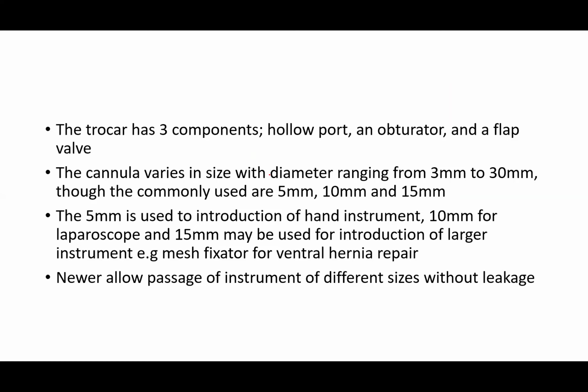The flap valve is a valve that ensures unidirectional flow of carbon dioxide into the peritoneal cavity. If this valve is faulty, you have leakage of carbon dioxide, the abdomen will collapse, and the surgery will be frustrating. And of course, you have a very lengthy procedure. So you must ensure you have a very good port. The cannula varies in size, with diameter ranging from 3 millimeters to 30 millimeters, though the commonly used are 5, 10, and 15 millimeter ports, commonly 5 and 10.